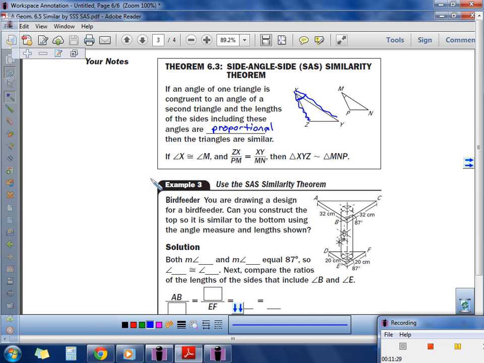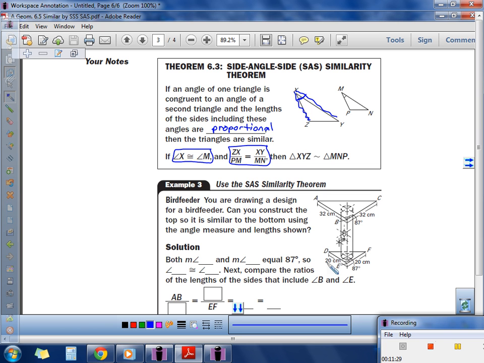So here's what you need for side angle side. To prove side angle side, you need the angles to match up, and you need the sides that connect to it to be proportionate. So you need one pair of angles and then a proportion. That's what we're going to try to do down here. I know it's a complex looking diagram, but it's not too bad. It says you're drawing a design for a bird feeder. Can you construct the top so it's similar to the bottom using the angle measures below?